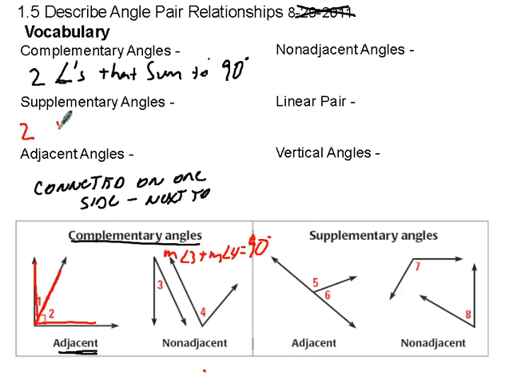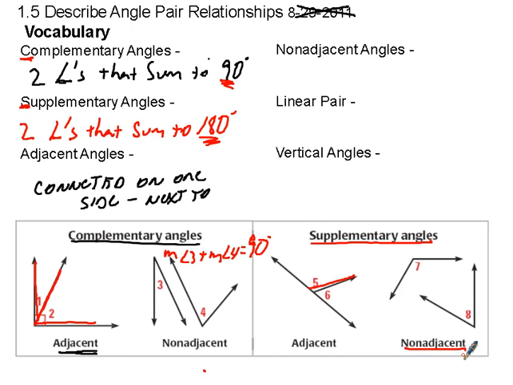Supplementary angles. Two angles that sum to 180 degrees. I like to think of complementary and supplementary as alphabetical order: C and S, and hence 90 and 180, increasing in size. So once again, over here we have two sets of supplementary angles. One of them is adjacent because they share a connected side, and the other is non-adjacent because they're not connected in any way except that they sum to 180 degrees, which makes them supplementary angles.